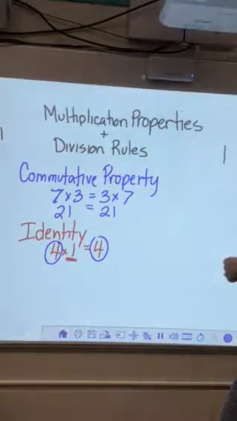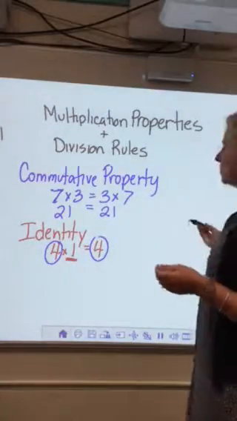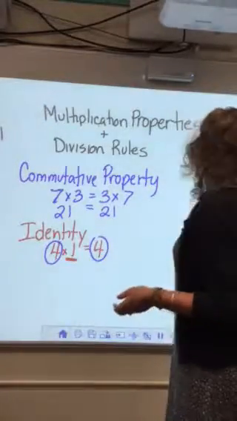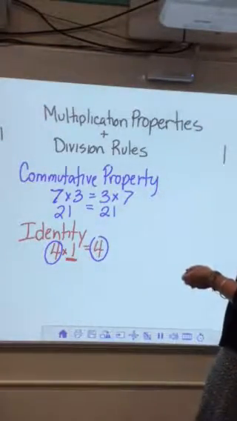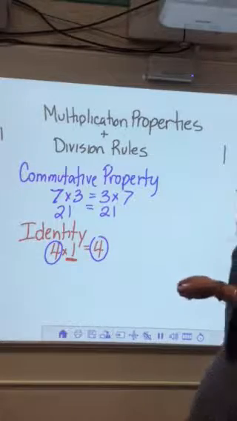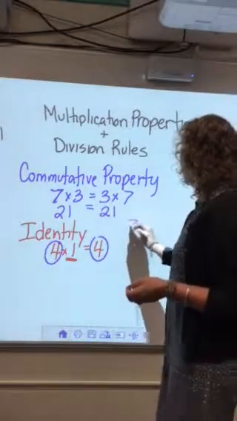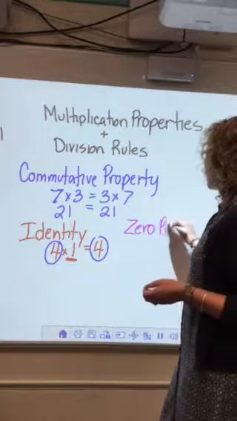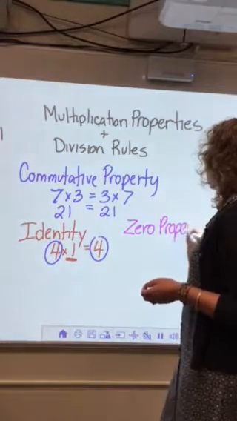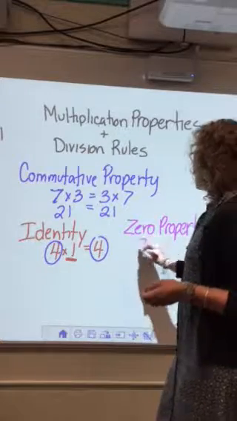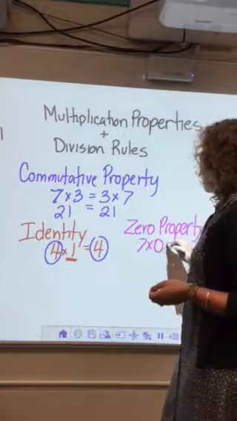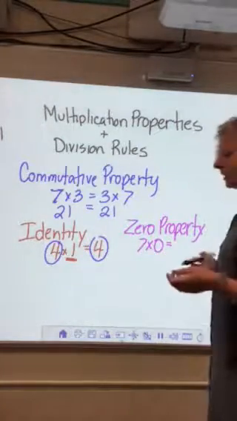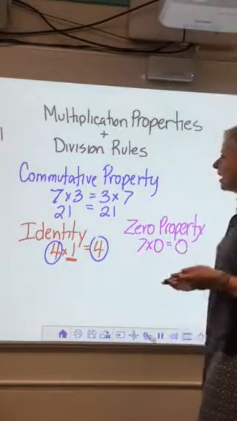And then my favorite property of multiplication, just because this one, it's just easy for me to remember. It is the, let's see if I can choose a different color. The zero rule, or the zero property. You guys know this. What happens when you multiply a factor by 0? Yeah, it's 0 every single time.